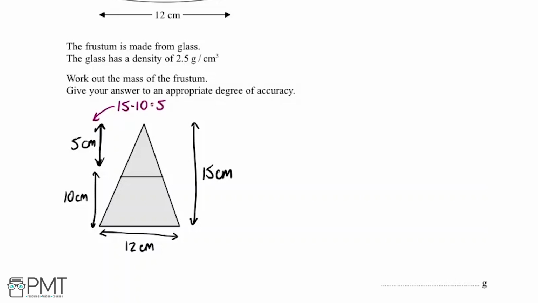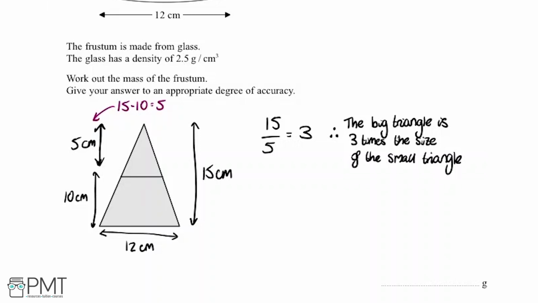Now what we can say is that these triangles are similar triangles, so this little one and the big one are similar. If we think about the big triangle being 15 and this one being 5, I'm going to do 15 divided by 5, which gives us 3. So the big triangle is 3 times the size of the small triangle. Now I can use that fact to work out this length here.